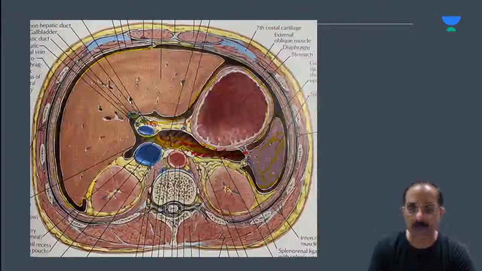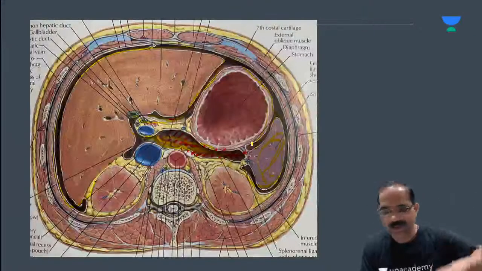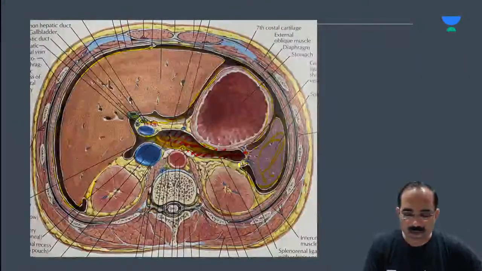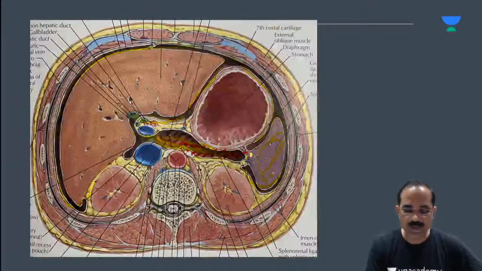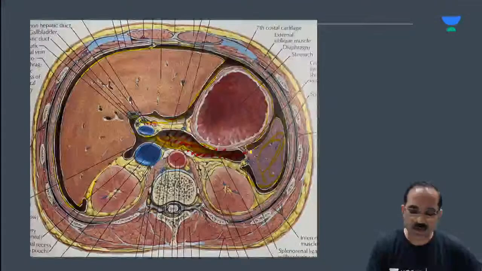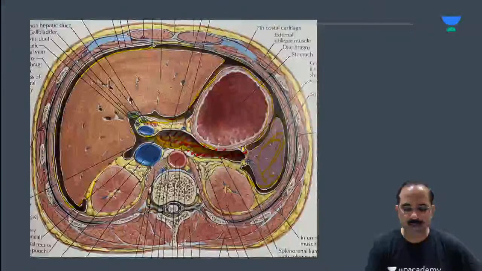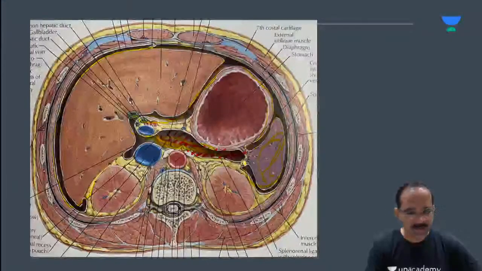Structures forming the stomach bed. And to the left side, what is this and what is this? If you can tell me, what are these two boundaries? Who's this? You can see the pointer now, students. What is this and what is this? Anyone? On the left side, what is this and what is this?